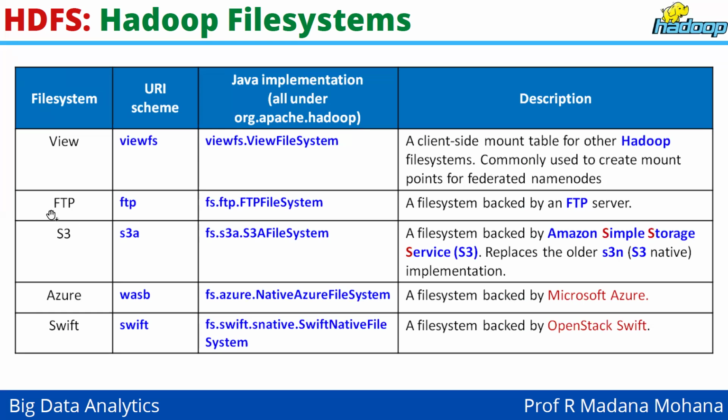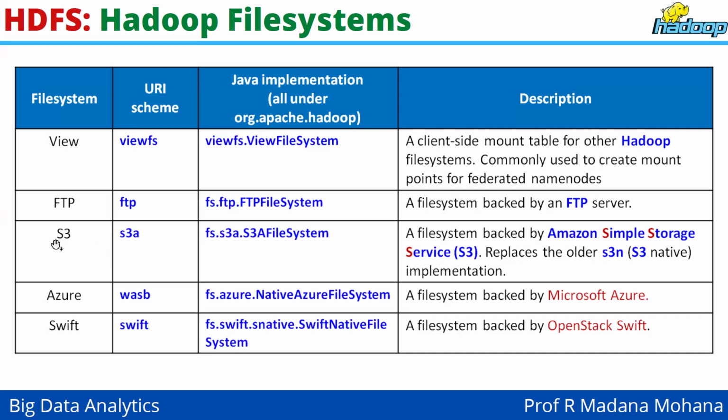The next file system is FTP, File Transfer Protocol. Its URI scheme is ftp. Its Java implementation path is org.apache.hadoop.fs.ftp.FTPFileSystem. A file system backed by an FTP server.